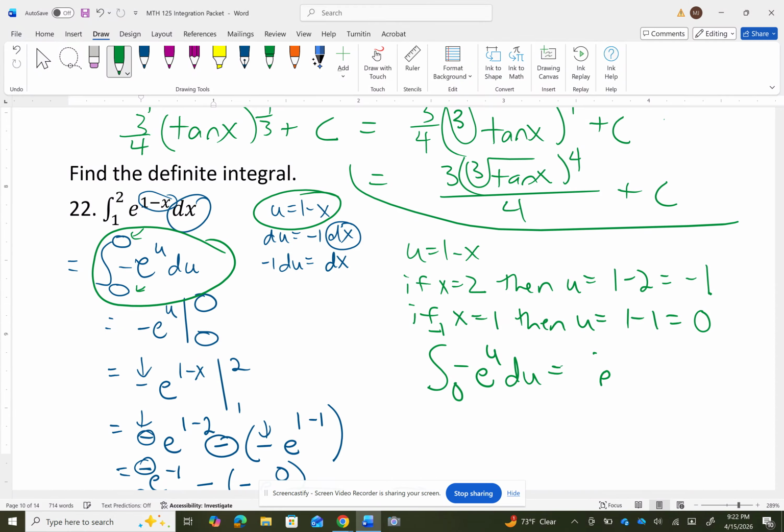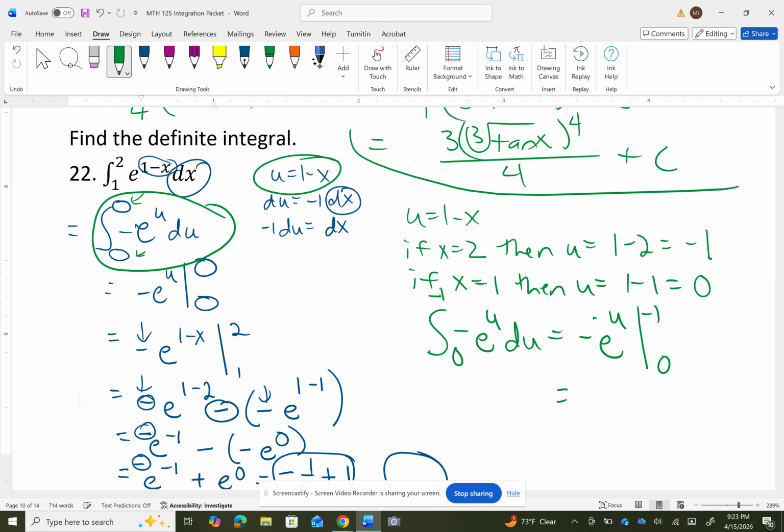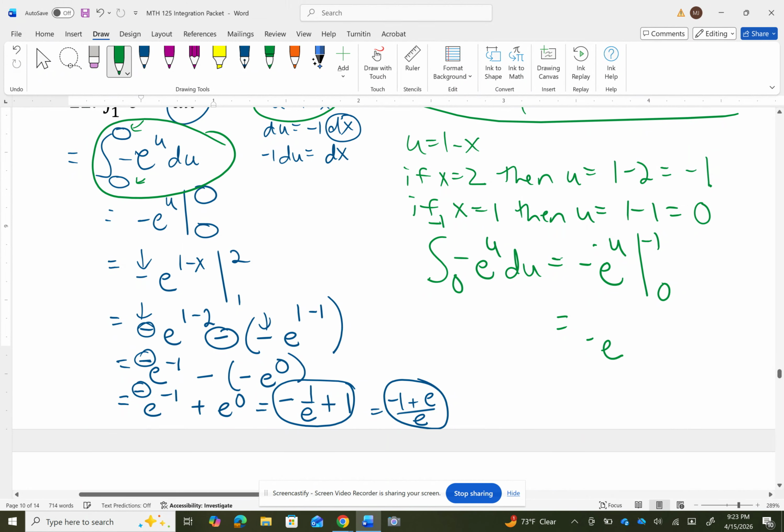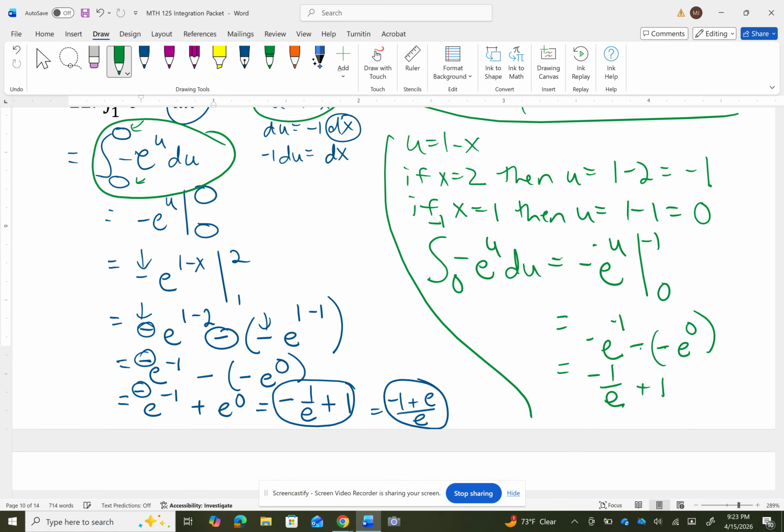Okay. So e to the u would be e to the u, still be negative, evaluate it from 0 to -1, and now I never go back to x's. I just plug in the -1 for u and then subtract a negative e to the 0, and there you get your -1 over e, and here's your plus 1. So that side is if you want to change to u, and then the advantage would be that you don't have to do this part down here. This wouldn't need to be done.